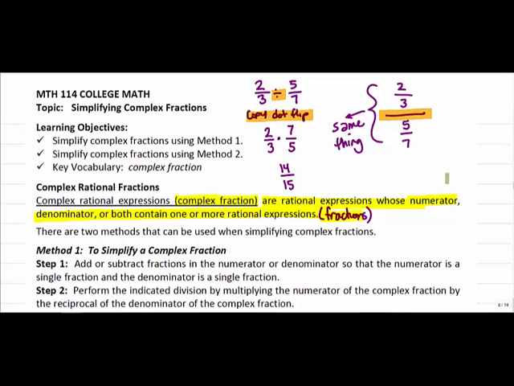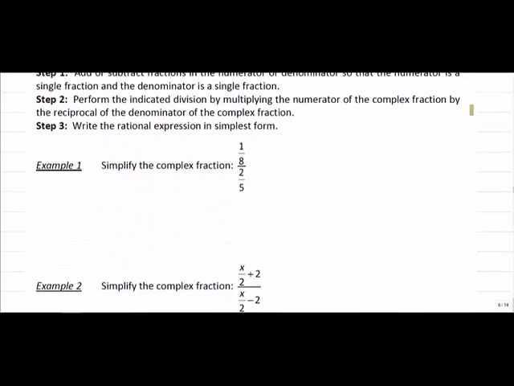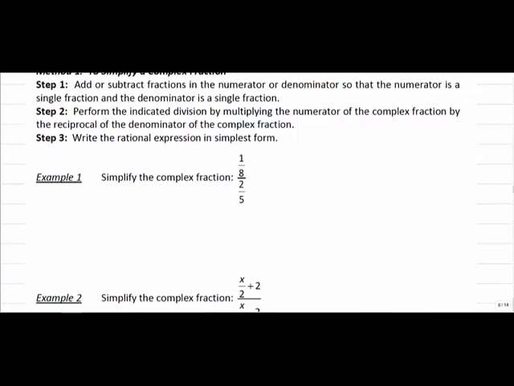So there are two methods that you can use. The first is the one I just showed you. The first method is to copy dot flip, or to multiply by the reciprocal. But if there's addition or subtraction in the top or bottom, you have to add those fractions first. So like on this example here, I don't have to do step 1. It's not applicable because I'm not adding or subtracting fractions. So I can jump straight to step 2, where it says perform the division by multiplying the numerator by the reciprocal of the denominator.